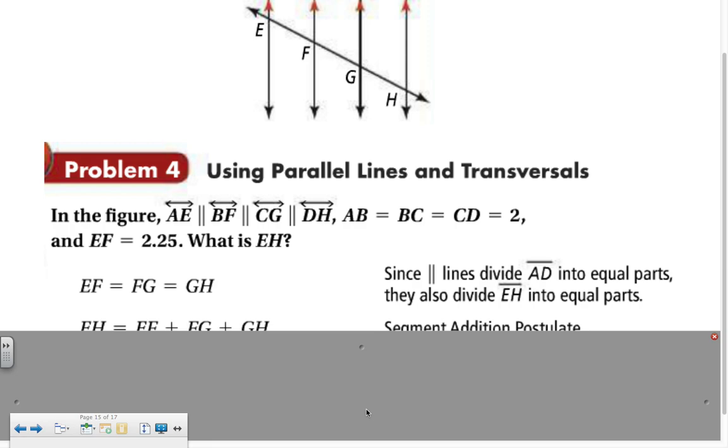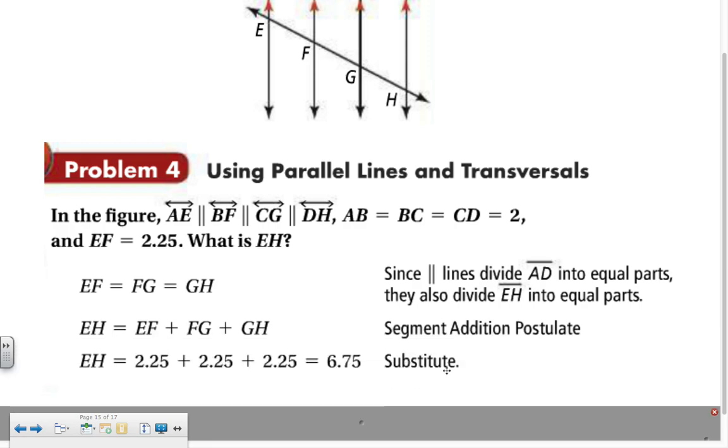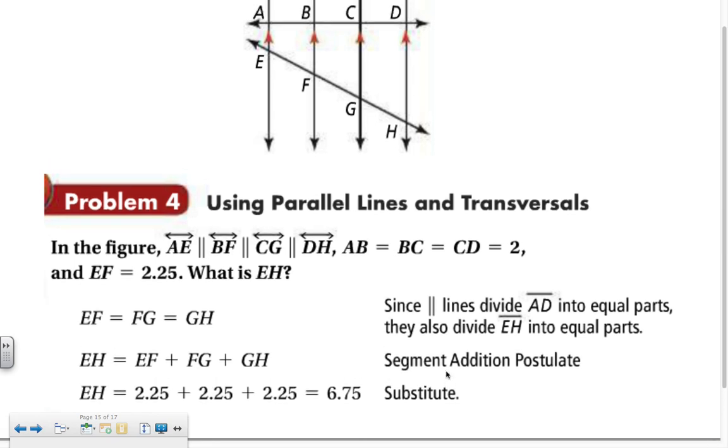Since we know that the other transversals cut into congruent line segments, then I know that EF is going to be congruent to FG, is going to be congruent to GH. So they're all going to be 2.25. So if I want to know what EH is, I would add those together to get 6.75.